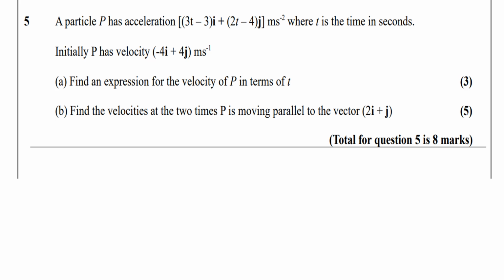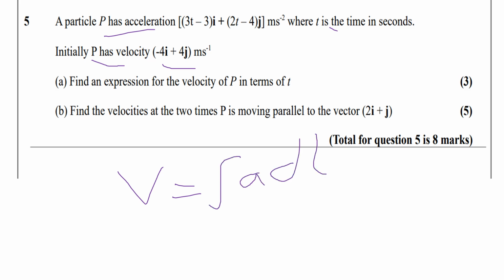Okay, question 5 now. A particle P has acceleration (3t − 3)i + (2t − 4)j m/s², where t is time in seconds. Initially, P has a velocity of this. Same idea. Velocity will be the integral of acceleration, so the integral of a dt. We're going to integrate that.